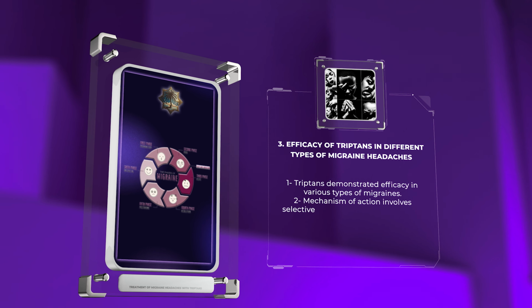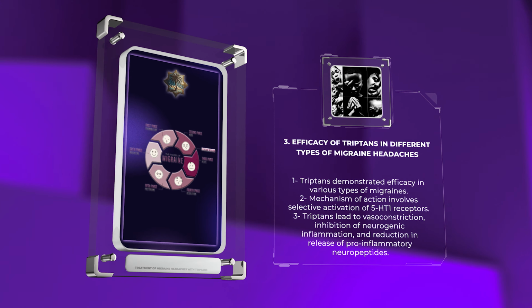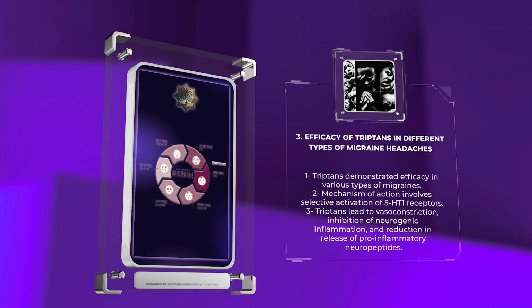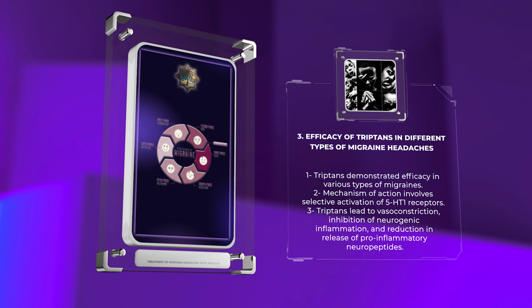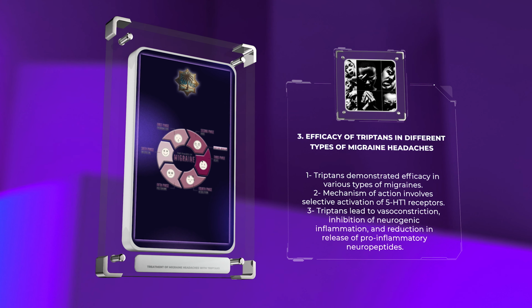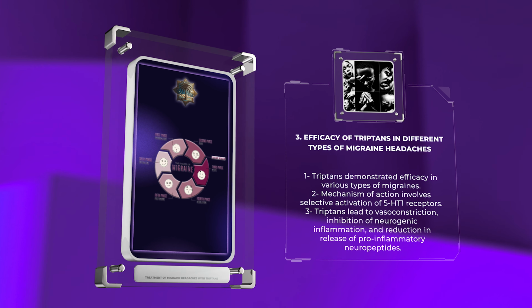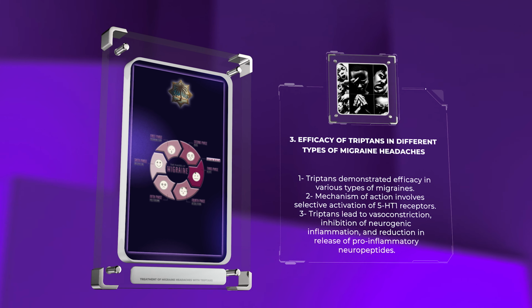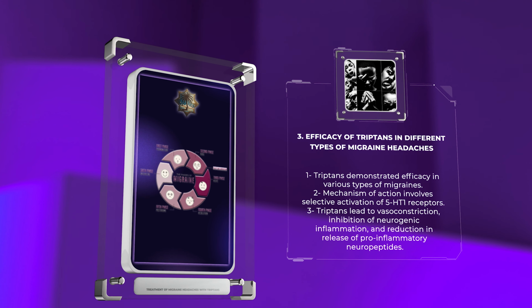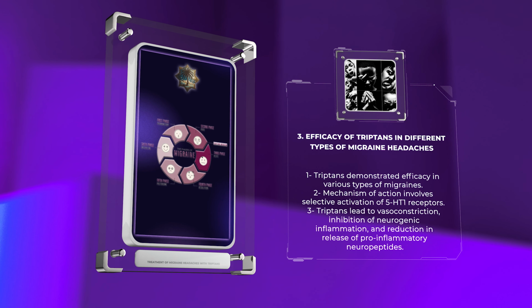Triptans have demonstrated efficacy in various types of migraines, including migraine with or without aura and menstrual migraines. The mechanism of action involves the selective activation of 5-HT1 receptors, which leads to vasoconstriction, inhibition of neurogenic inflammation, and reduction in the release of pro-inflammatory neuropeptides. Clinical studies have shown that triptans provide effective relief from migraine symptoms, including headache, nausea, and photophobia.